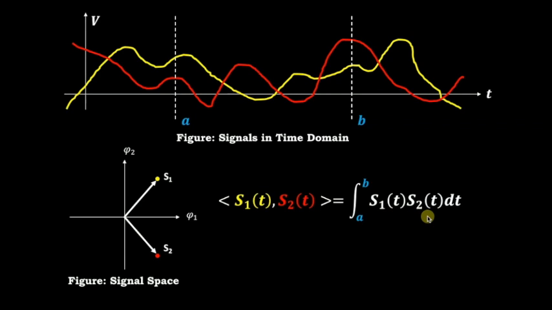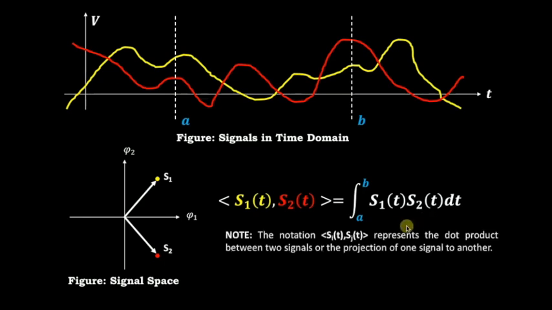Now, we're not going to elaborate for now how we translate from the time domain to a signal space or vector domain, because that is not the scope of this lecture. Instead, that is going to be tackled in our next lecture. Take note that the given notation represents the dot product between two signals, or again, when we say dot product, it is simply the projection of one vector to another, or in this case, from one signal to another.